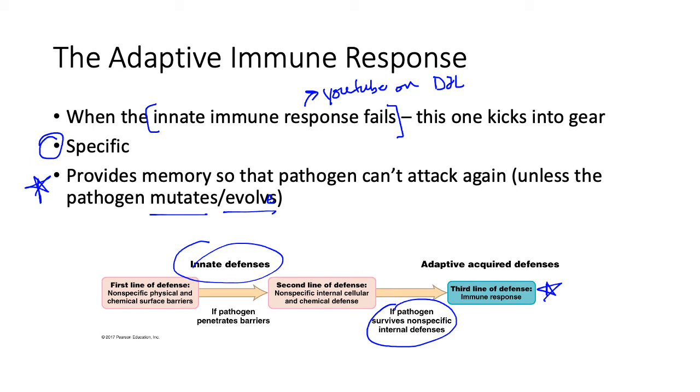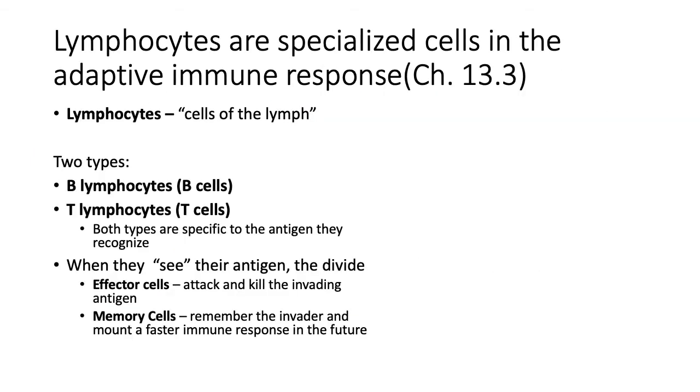So before we get into what's actually happening here, it's really important that we are aware of the types of cells that function in this response. Lymphocytes are cells that perform the majority of the work required for the adaptive immune response. Cyte means cell, and so lymphocyte is really just telling you that these are cells of the lymph. We'll talk more about our lymphatic system later in the semester, but these are cells that are found not in our circulatory system, but in our lymphatic system.